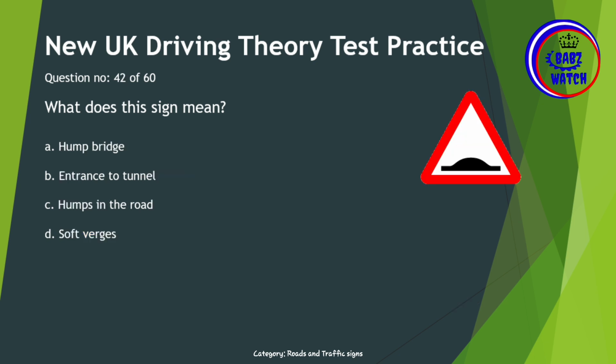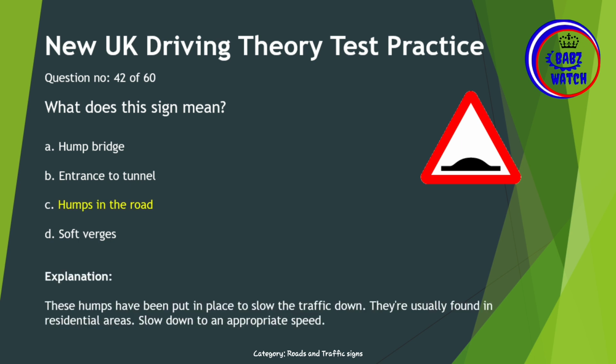Question 42 of 60. What does this sign mean? A. Hump bridge. B. Entrance to tunnel. C. Humps in the road. D. Soft verges. The correct answer is C.